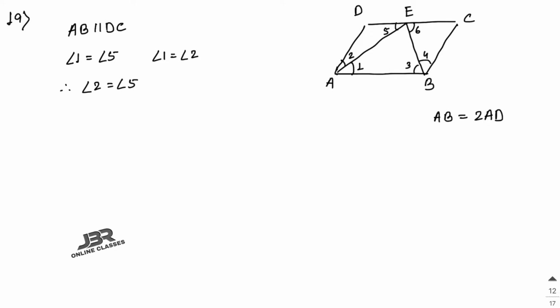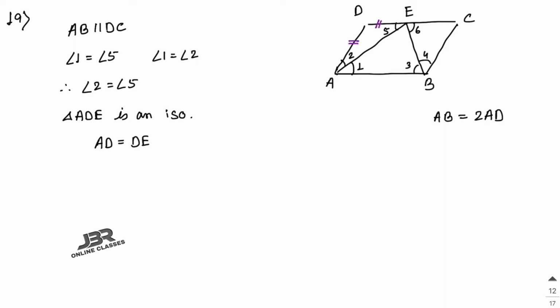If angle 2 is equal to angle 5, then definitely triangle ADE is an isosceles triangle. So in triangle ADE, you can write AD is equal to DE.